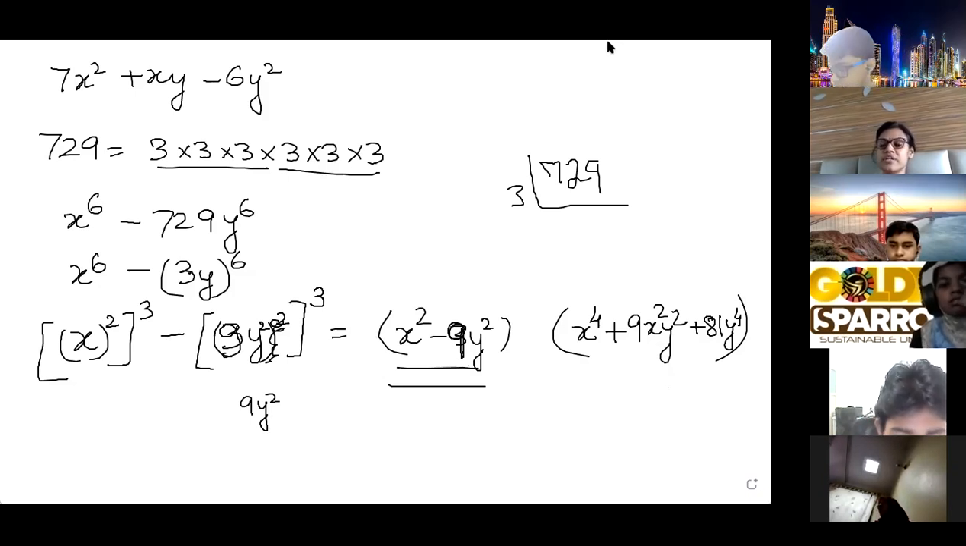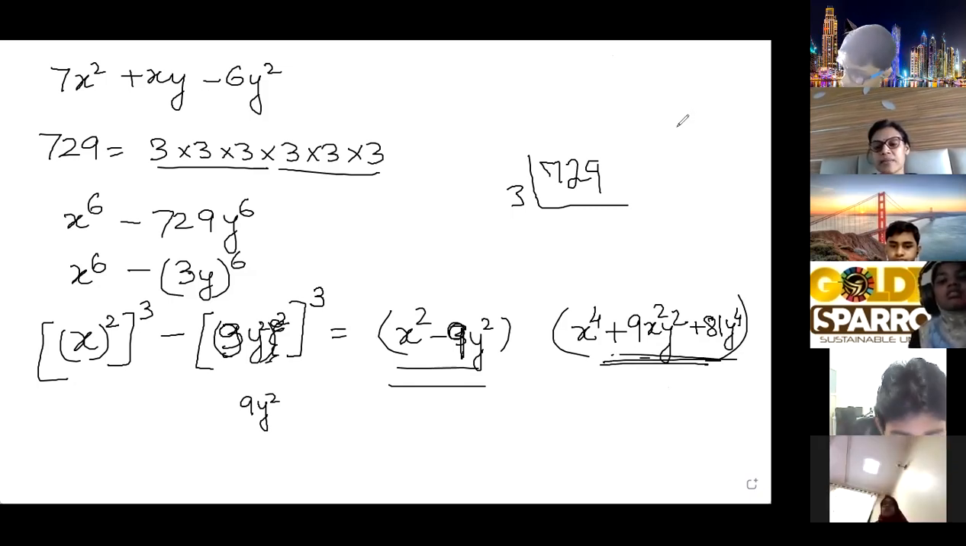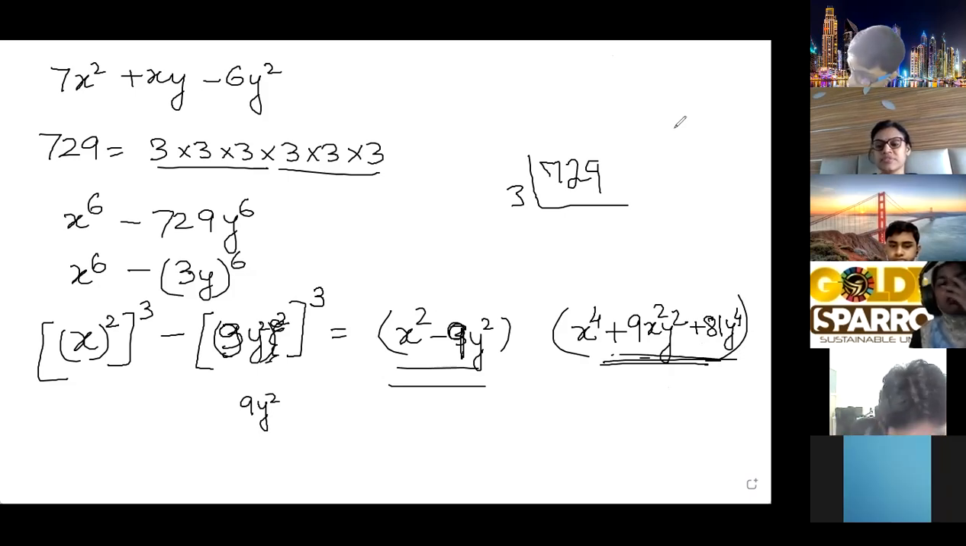Okay, is it clear, Sakleen? Ma'am, can we also split this one? This one you cannot split. I tried it. Ma'am, cannot split. Okay. Fine.